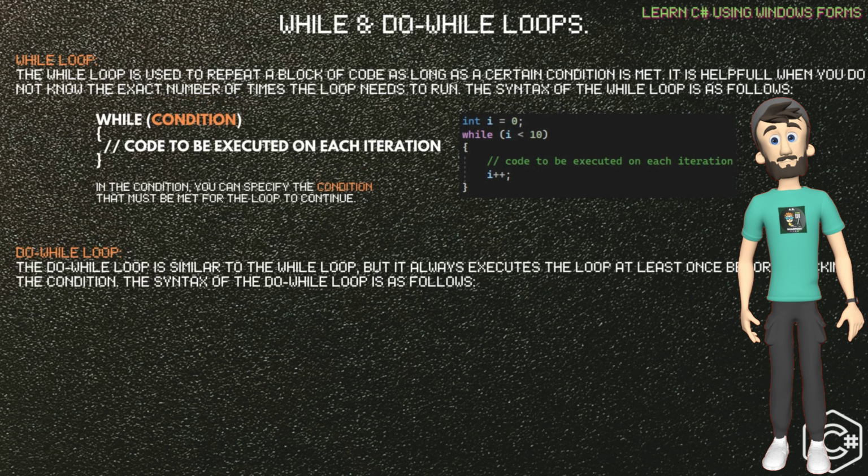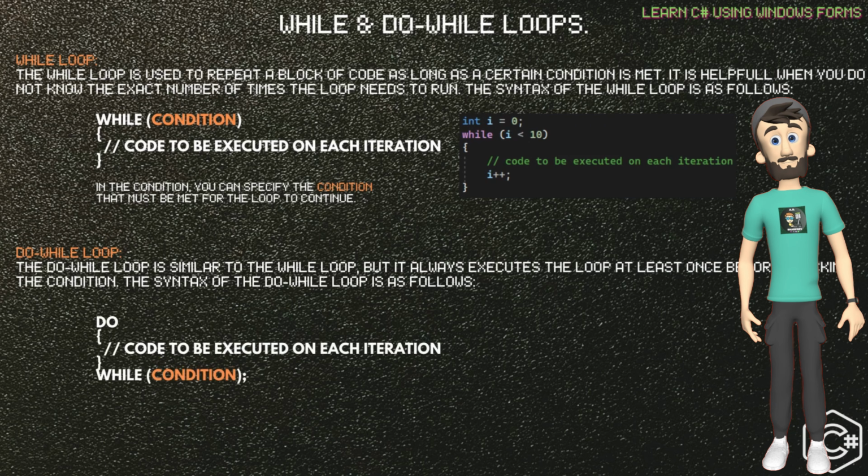Do while loop. The do while loop is similar to the while loop, but it always executes the loop at least once before checking the condition. The syntax of the do while loop is as follows.